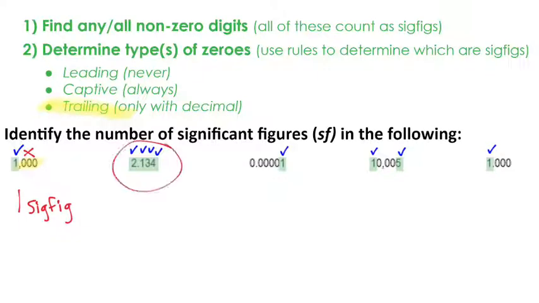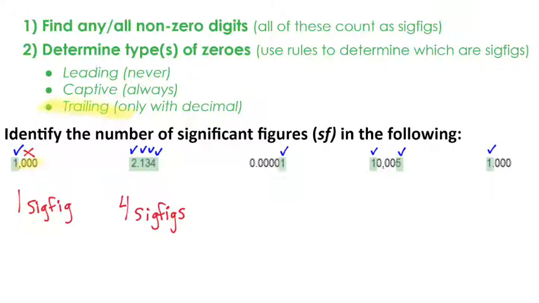In this next value, 2.134, I've already checked off all of the digits. Since none of them are zeros, there's no doubt those are all significant figures, which gives us a total of 4 SigFigs. So don't be confused when there's no zeros. Zeros are the only thing that's complicating SigFigs. If you've got no zeros, you should have no doubts.